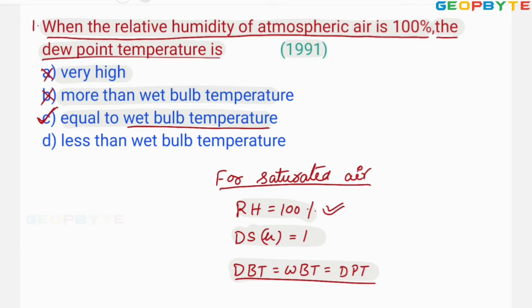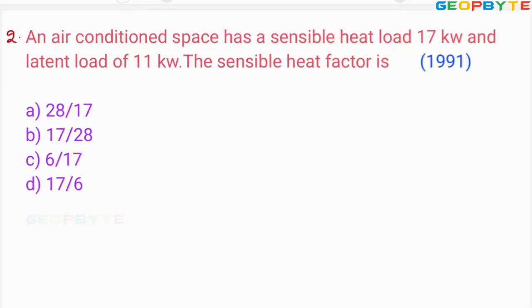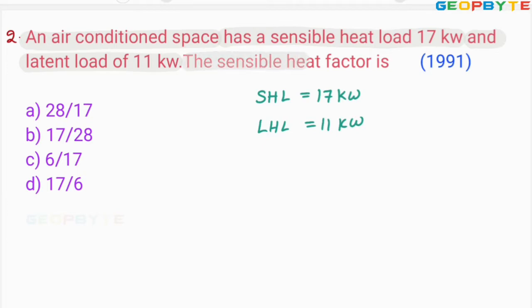Let us take the next problem. Look at the second problem. An air conditioned space has a sensible heat load of 17 kilowatts and a latent heat load of 11 kilowatts. You are asked to decide the sensible heat factor.